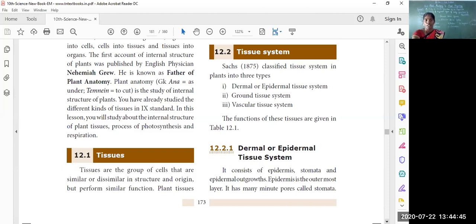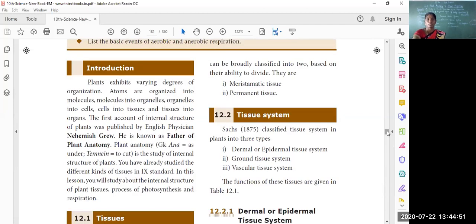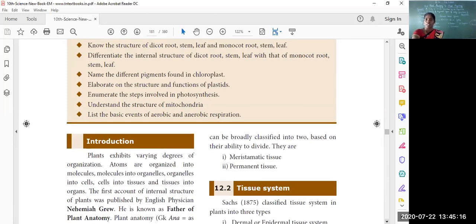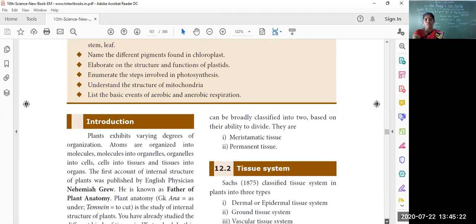Okay, so plant tissues can be broadly classified into two types based on their ability to divide. They are meristematic tissues and permanent tissues. So meristematic tissues are nothing but growing tissues present in the tip of the root. Then the second tissue, permanent tissue, which differentiates into the stem, leaf or other parts of the plant. Okay, so then tissue system.